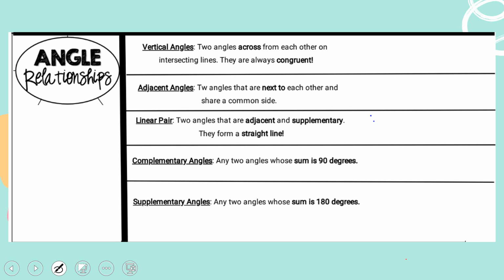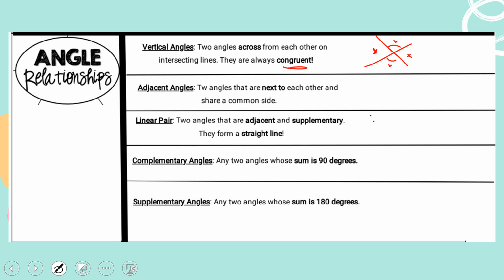Some angle relationships that you need to know. Vertical angles are two angles across from each other on intersecting lines. So anytime you have two lines that intersect like this, the angles across from each other are congruent. These are called vertical angles, here and here. Or you could say here and here. They go across from each other, and they are always congruent. That is very important. You're going to need to know that for all the proofs we're about to do.